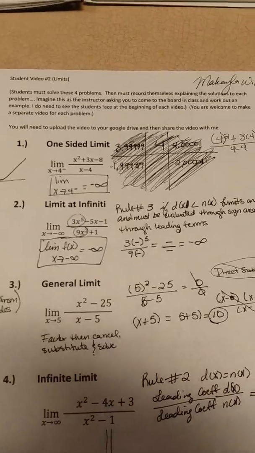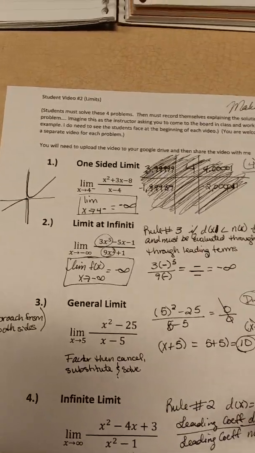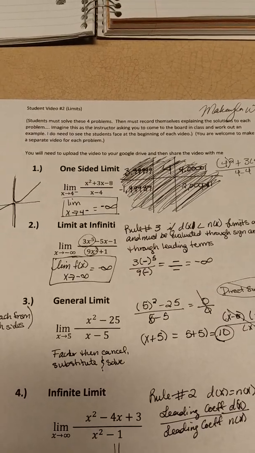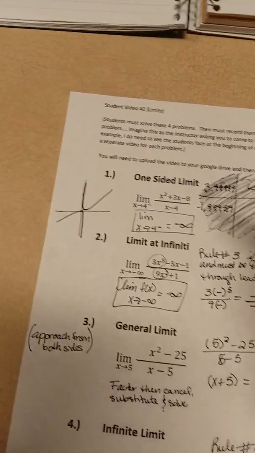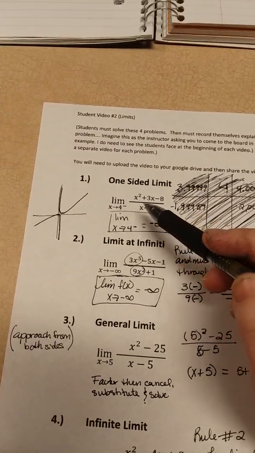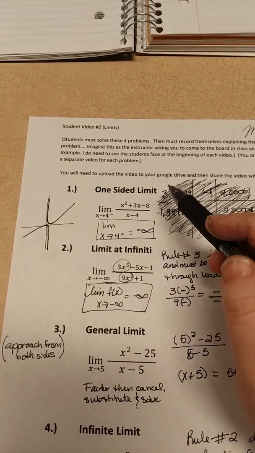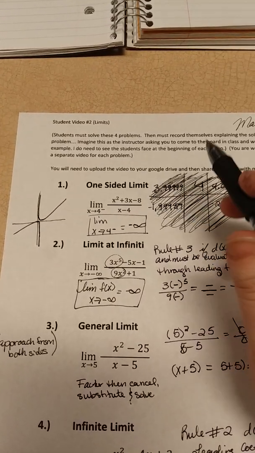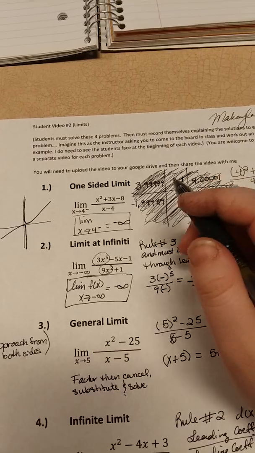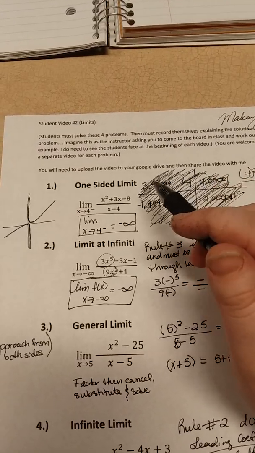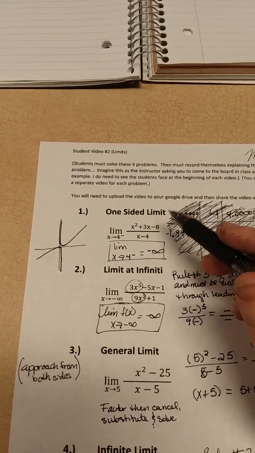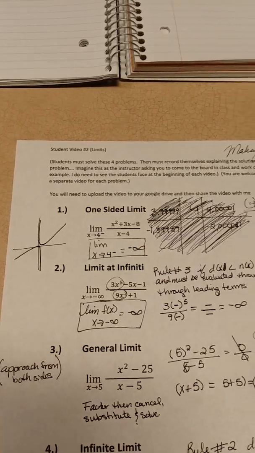So the first problem, we're looking at a one-sided limit. I already worked all these out so I could talk without trying to write at the same time. The limit of x squared minus 3x minus 8 all over x minus 4, and we're looking for the limit as x approaches 4 from the left side.